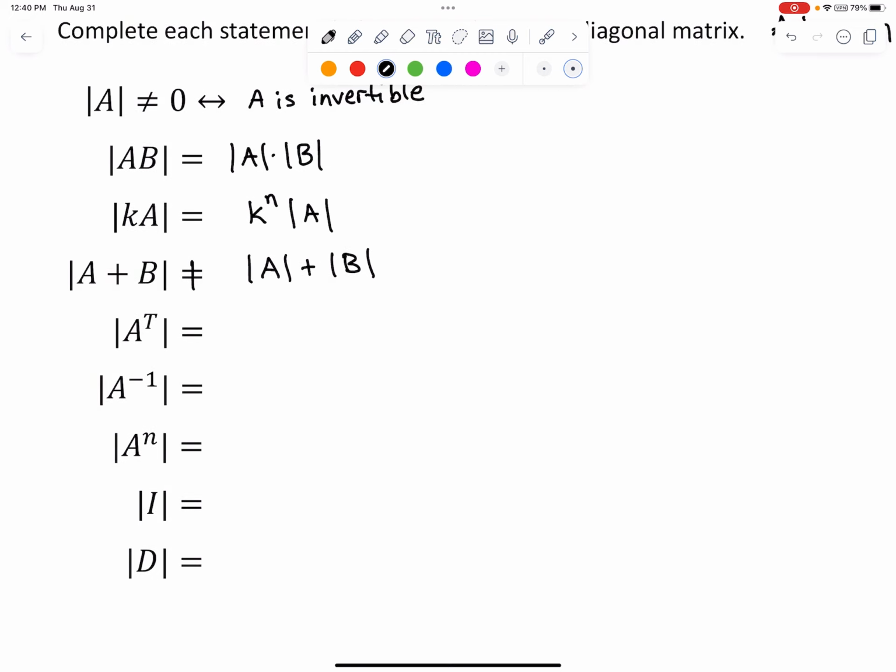Now when you take the transpose of a matrix and then calculate its determinant, it turns out that has no effect. So that's the same thing as the determinant of A. This next one, let's justify that after we justify the determinant of an identity matrix.